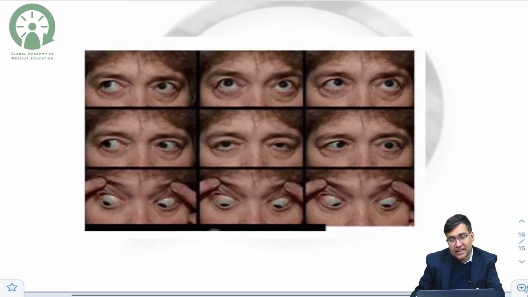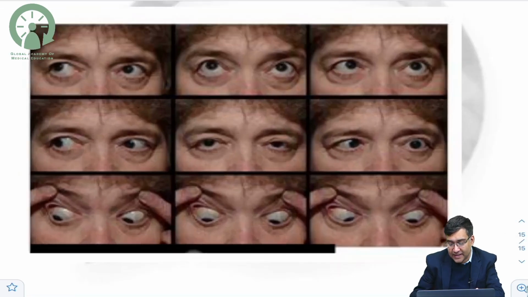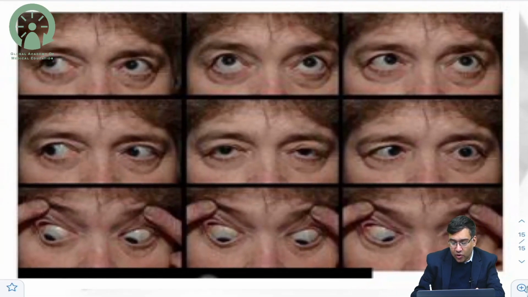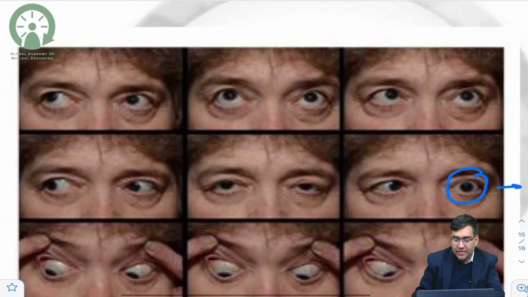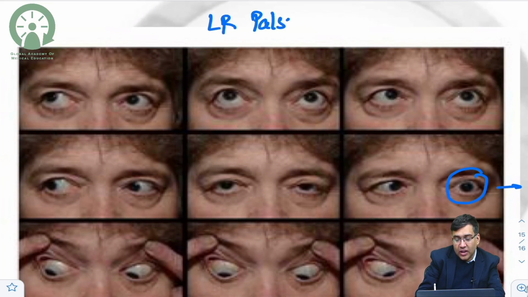Now you would see a sixth nerve palsy nine-gaze photo like this. So this is a patient. Now you can see in this patient, this eye is not moving laterally. All other actions are there, but this is not moving laterally. So this is my lateral rectus palsy.